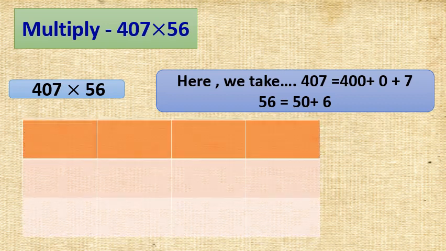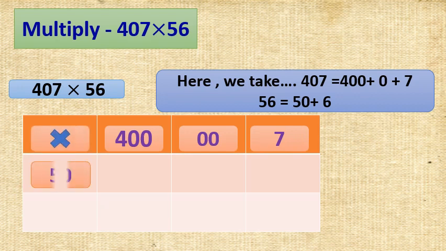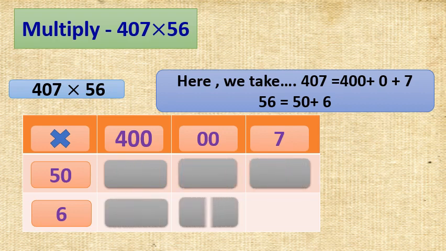This is the table. Now we will write here 400, 0, 7. Here we will write 50 and here 6. And we are going to multiply all these numbers by 50 and then by 6. First 5 sevens are, or 50 into 7. So 5 sevens are 35 and one more 0, that is 350. Correct. Now in the second, 50 multiplied by 0 is nothing but 0.